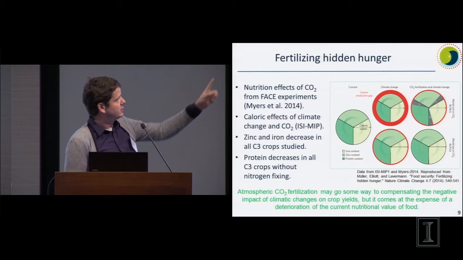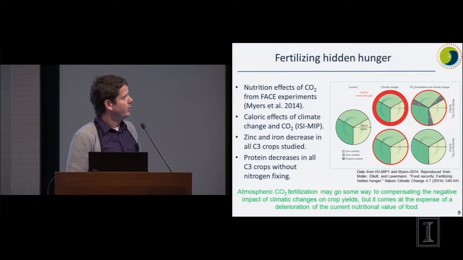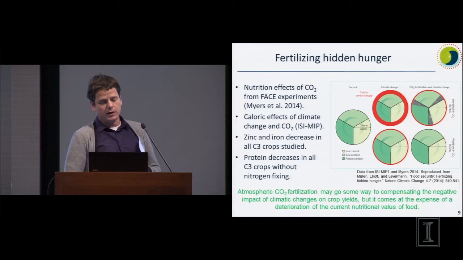With CO2 effects in that RCP 8.5 by end of century, most of that caloric production loss is reversed. However, you end up with between 20 and 25% reduction in the content of zinc and iron and protein, according to those results. So it's potentially a very difficult trade-off that needs to be considered.